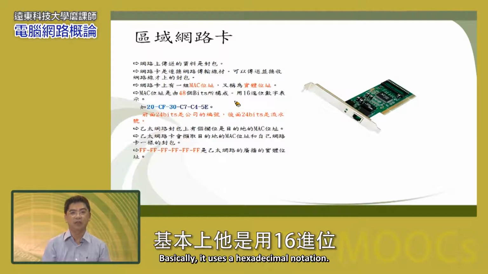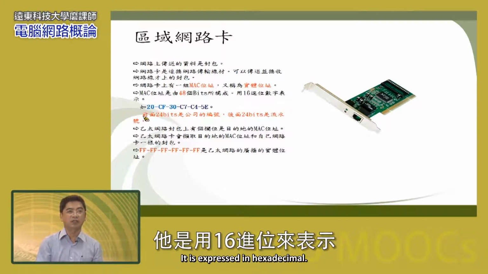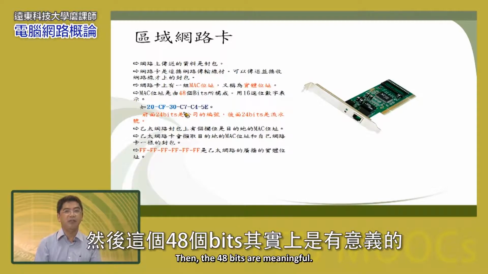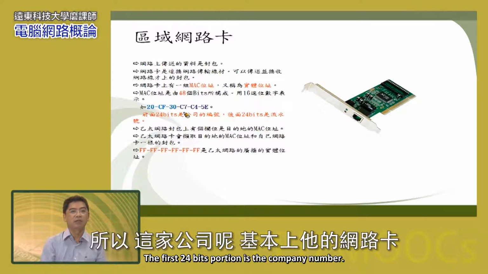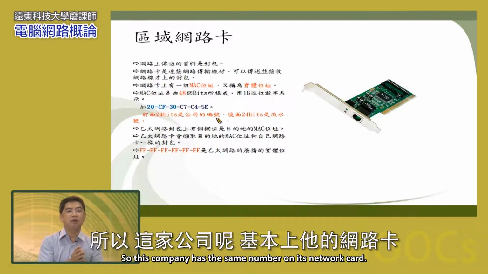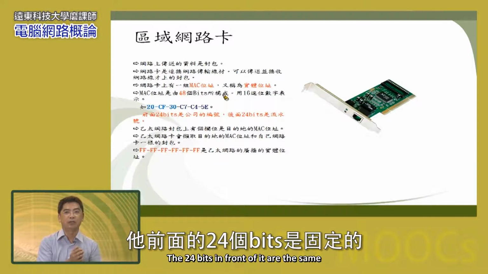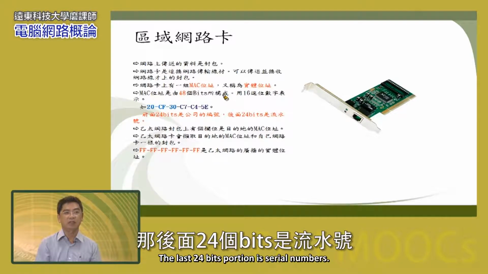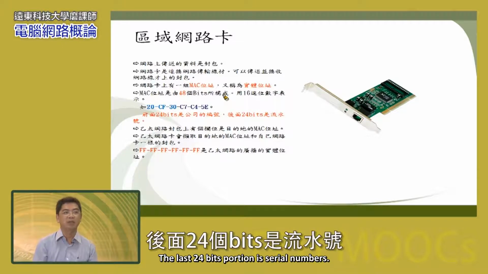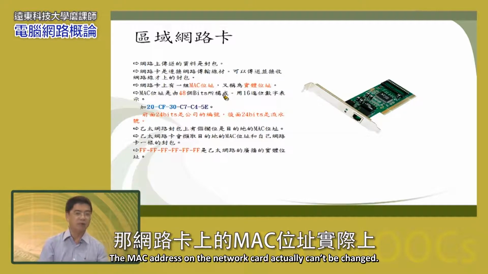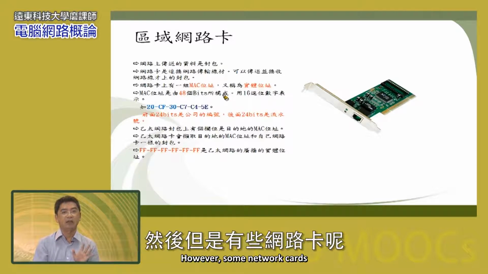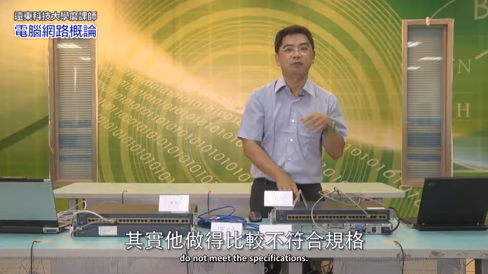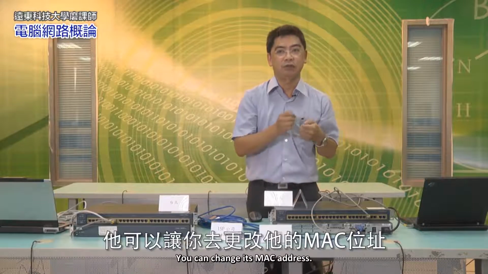What about 48 bits? Basically, it uses a hexadecimal notation. It is expressed in hexadecimal. Then, the 48 bits are meaningful. The first 24 bits portion is the company number. So this company has the same number on its network cards. The 24 bits in front of it are the same. The last 24 bits portion is the serial number. The MAC address on the network card actually can't be changed. Logically speaking, it cannot be changed. However, some network cards do not meet the specifications. You can change its MAC address.